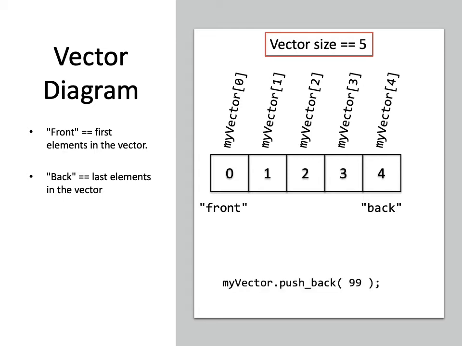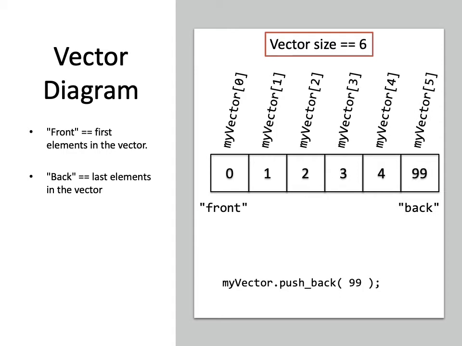Let's suppose now that I add the number 99 to the back. So here I am using the push back function and pushing the value 99 onto the back of my vector. How do you suppose that would change this diagram? Pause here, take a sec to think, then let's move on.